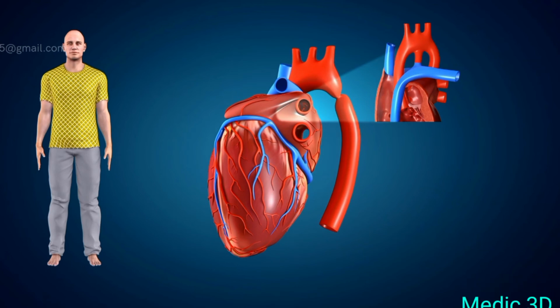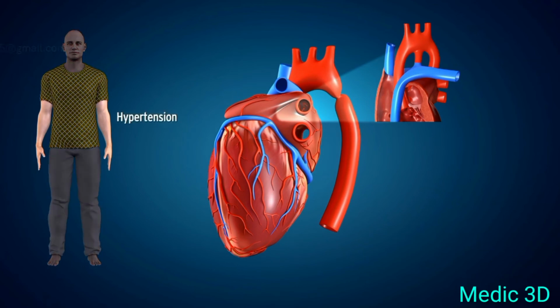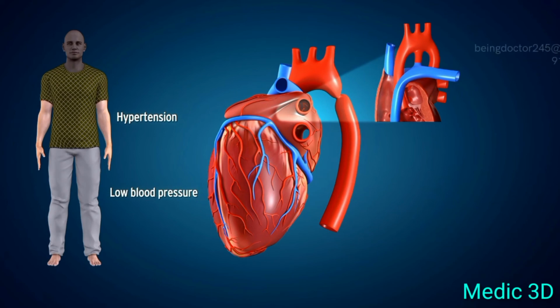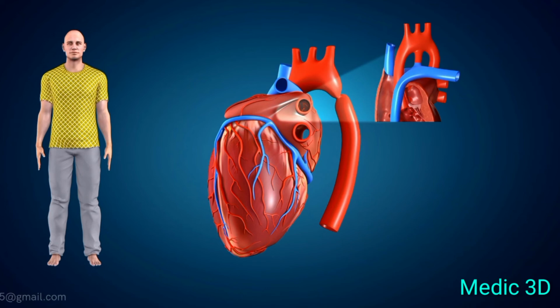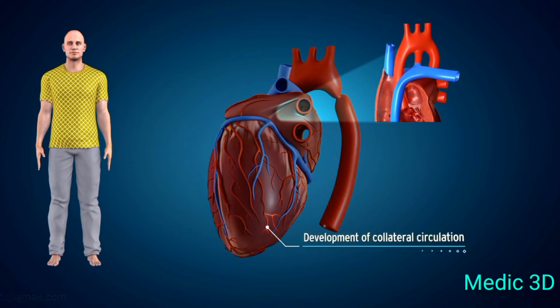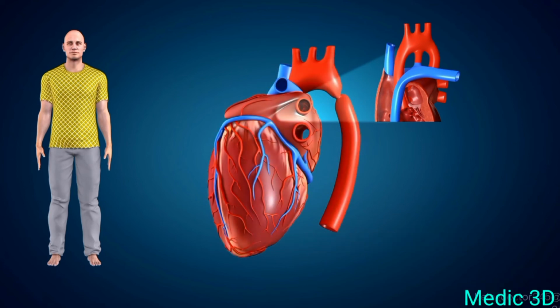It is characterized by hypertension in the upper extremities, low blood pressure in the lower extremities, weak pulse, effects of arterial insufficiency such as claudication or cramping due to reduced blood supply, and coldness. This is usually circumvented by the development of collateral circulation between pre-stenotic arterial branches. This results in enlarged and palpable intercostal arteries and may produce erosion on the inner surface of the ribs.